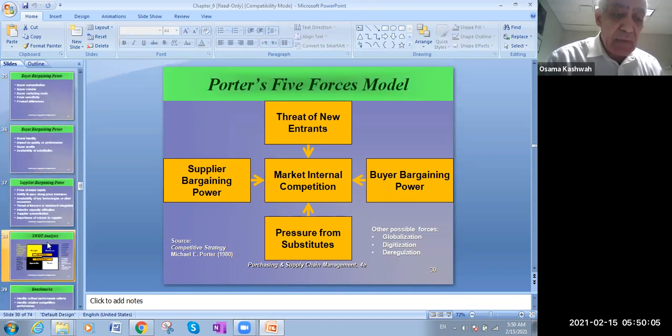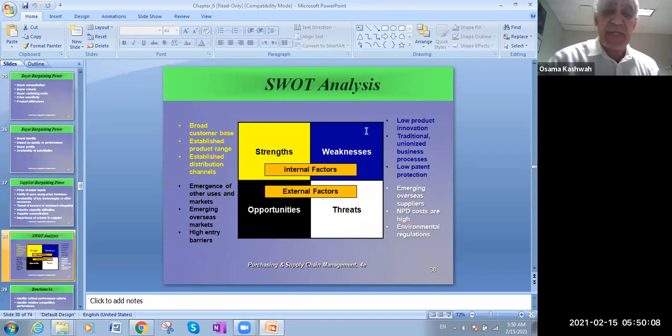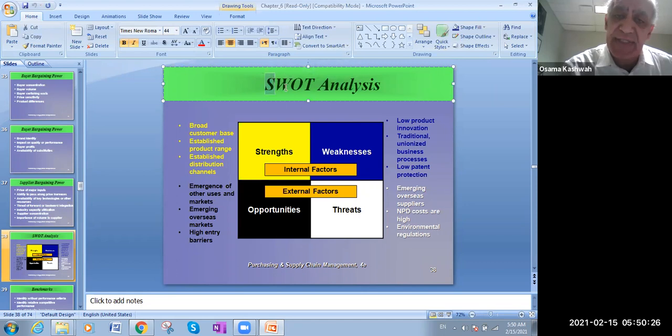We'll go now to the SWOT analysis, another strategic dimension, which is always mentioned in all the textbooks in management science, including, of course, purchasing as well. SWOT stands for strengths, weaknesses, opportunities, and threats. So all those are the four aspects of SWOT analysis.